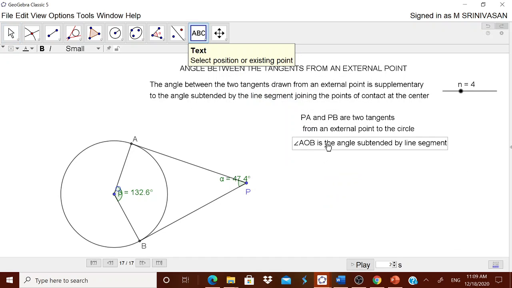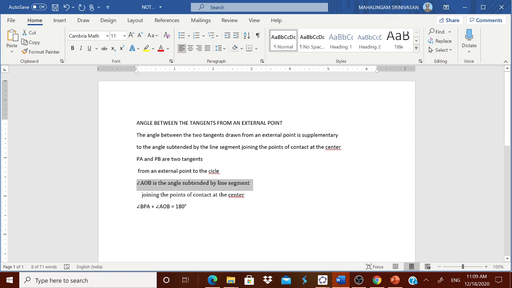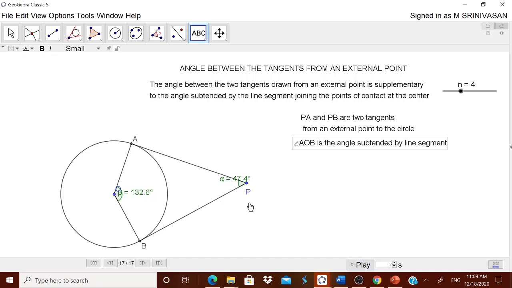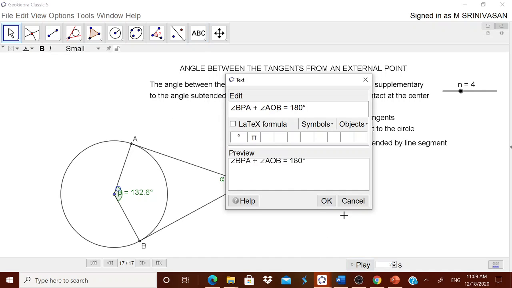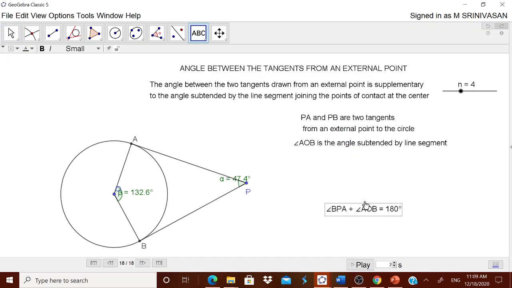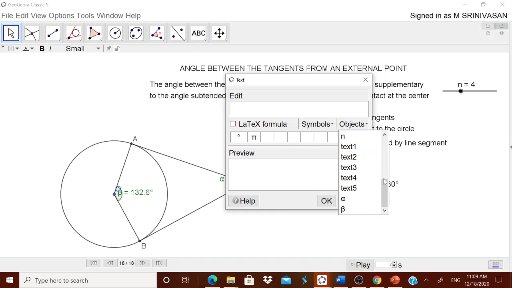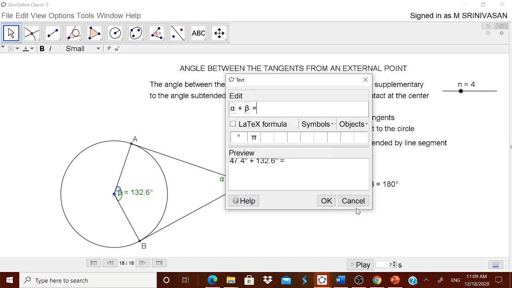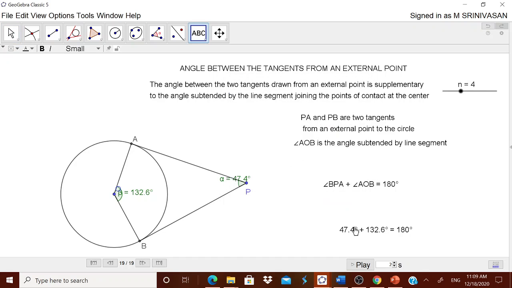Child should know what is this angle AOB. Now which two angles' summation is 180? That also we have to declare. The child will understand now the angle BPA. Therefore angle BPA plus angle AOB, alpha plus beta, is 180. They can verify it. Now from the objects you can have alpha plus beta, so that when you move it, this number also will change, is equal to 180 degrees. Good. They can come and check it.